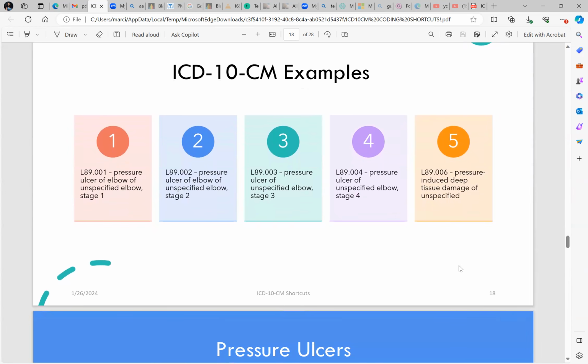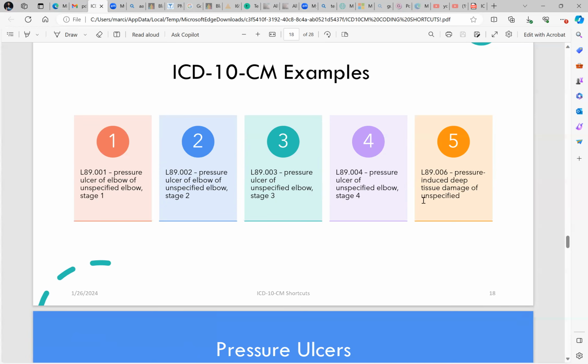Now here are examples. We have the L89 category. That's where you're going to find your pressure ulcer codes, L89. Pressure ulcer of the unspecified elbow, stage 1. You see how it ends with a 1? Ends with a 2, stage 2. L89.003, stage 3. L89.004, stage 4.